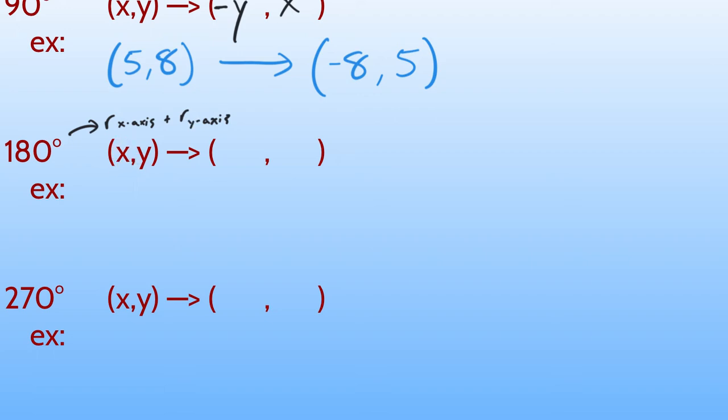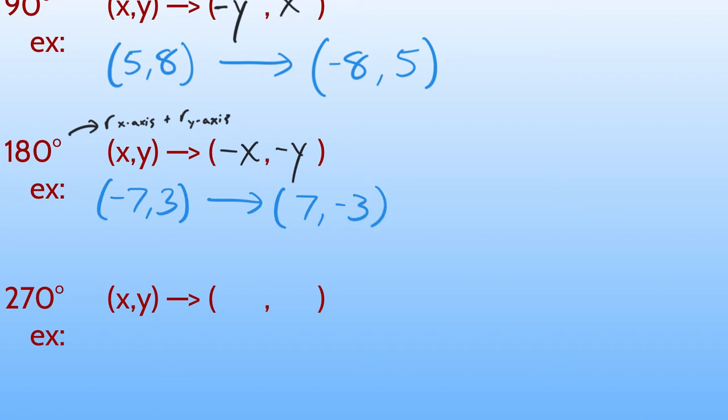So basically, for a rotation of 180 degrees, you simply change the sign on both of the coordinates. So if you had, for example, negative 7, 3, and you rotated 180 degrees, you would be left with 7, negative 3.